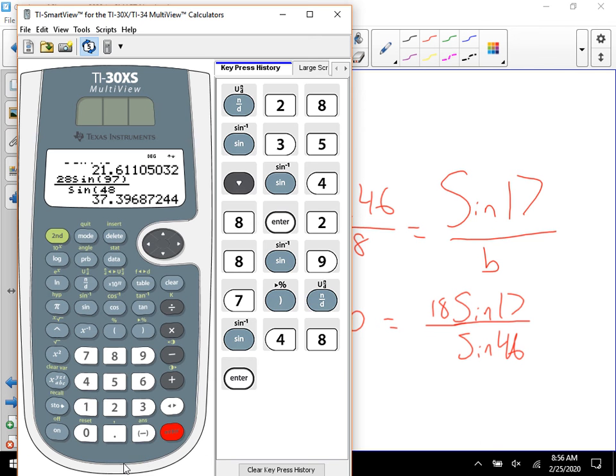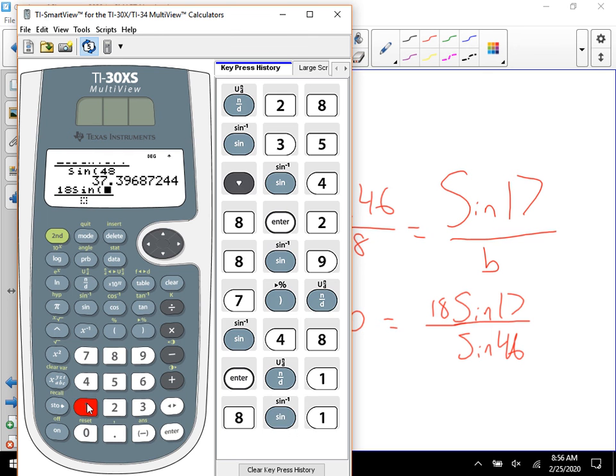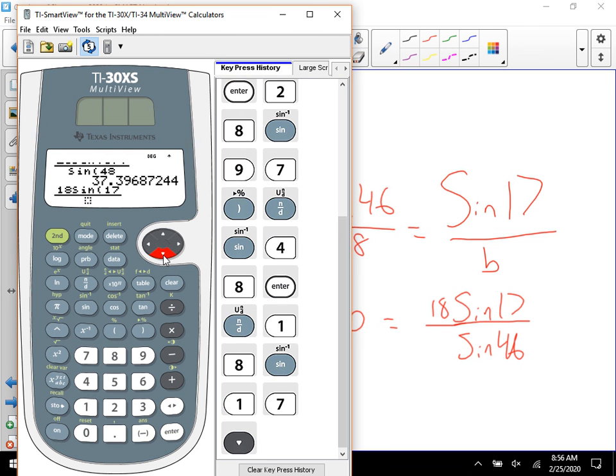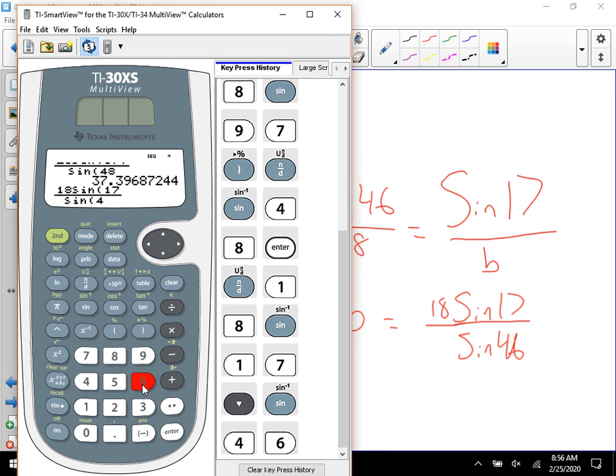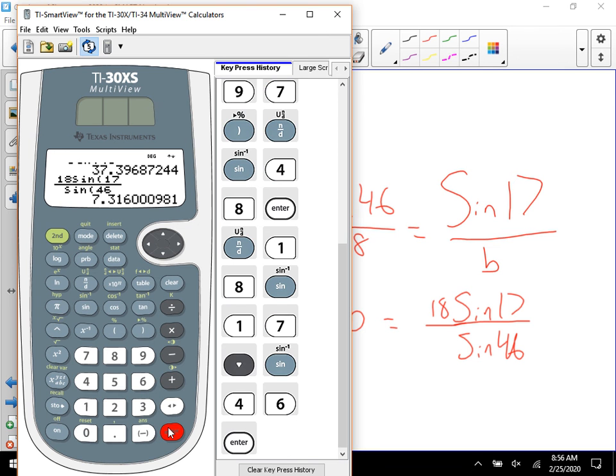Let me check it here real quick. Let's say you're wrong. So 18 sine 17, and then sine 46. 7.32, very good. So I got little b at 7.32, or David got it, I just agreed with him. Alright. Not bad, is it? Yes, ma'am.